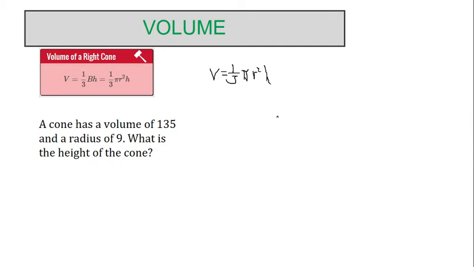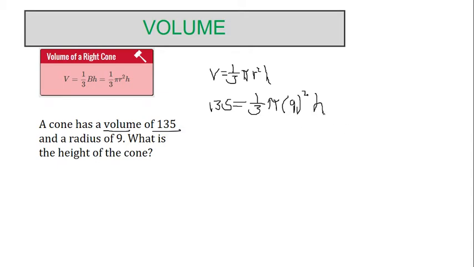Start plugging in what your knowns are, what you know from the problem. Volume, 135. So I replace the V for the volume with 135. And I have 1/3 times pi. Remember, pi is not a variable. The radius, they tell me, is 9. So for the r, I'm going to plug in 9. That's all being squared, times the height, which is our unknown.